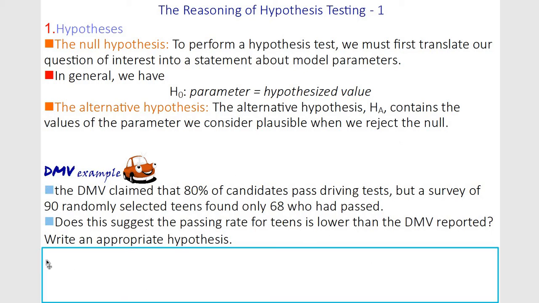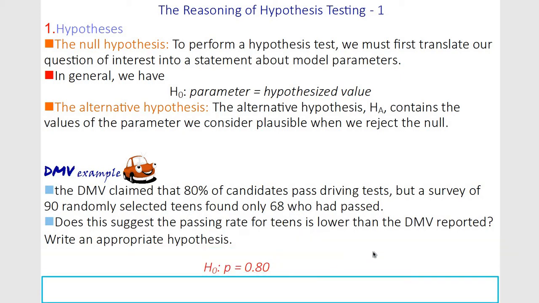Again, it's better with examples, so let's look at this one. DMV claimed that 80% of candidates pass driving tests, but a survey of 90 randomly selected teens found only 68 who had passed. So, does it suggest that the passing rate for teens is lower than the DMV reported? So, our null hypothesis would be p equals 0.8, 80%. Because that is the population parameter. That's what they're claiming is true.